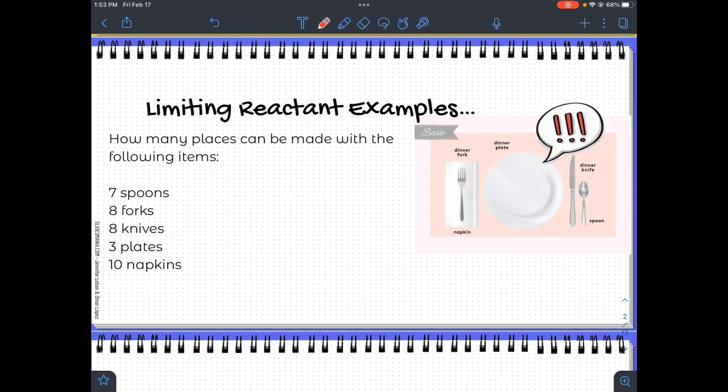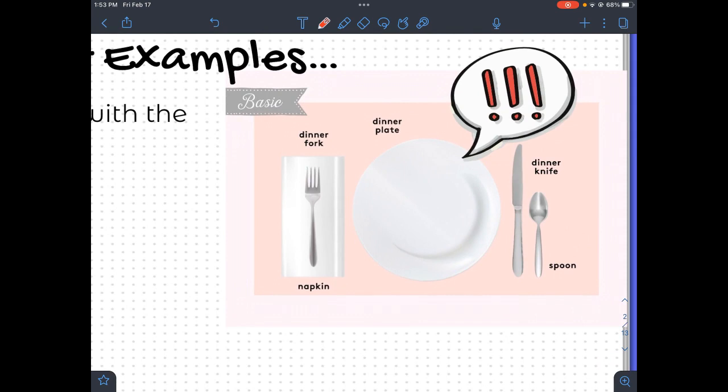So before we can talk about chemistry limiting reactants, we're going to use an analogy, an example. We are going to look at this picture over here and think about what is called a place setting. At a standard dinner table spot, we would find the following items: one dinner plate, one fork, one knife, one spoon, and one napkin. So that's a standard place setting.